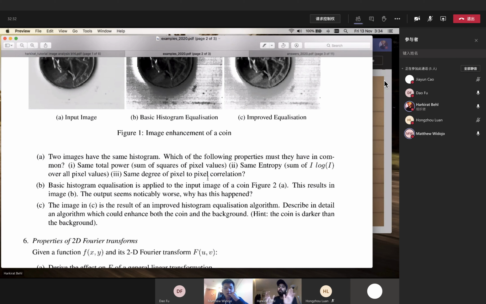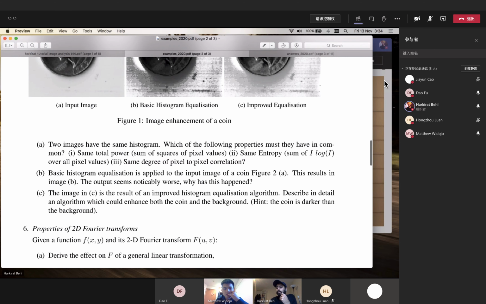Although both of these images have the same histogram, it is the same image. I've just jumbled it up or shuffled it around. So this part will definitely change. The question is, will the sum of squares of pixel values remain the same? Yes, the sum of squares of pixel values will remain the same because the pixels remain the same. I've just changed the place of the pixel.